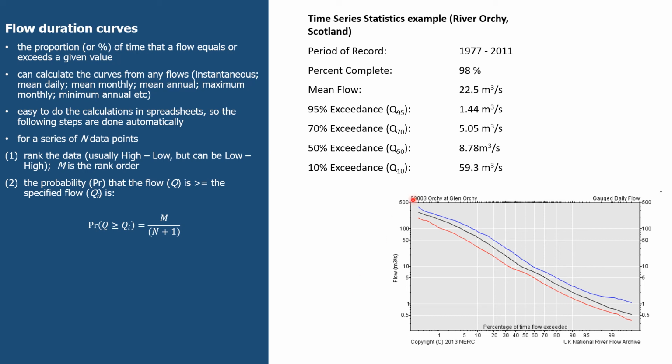Now, here's another example, this time from the UK, from the River Orkney in Scotland. You can see we have about 34 years of data. The instrument was working well 98% of the time, which is good. And then here we have the different exceedance values. And you can see what they've done here.